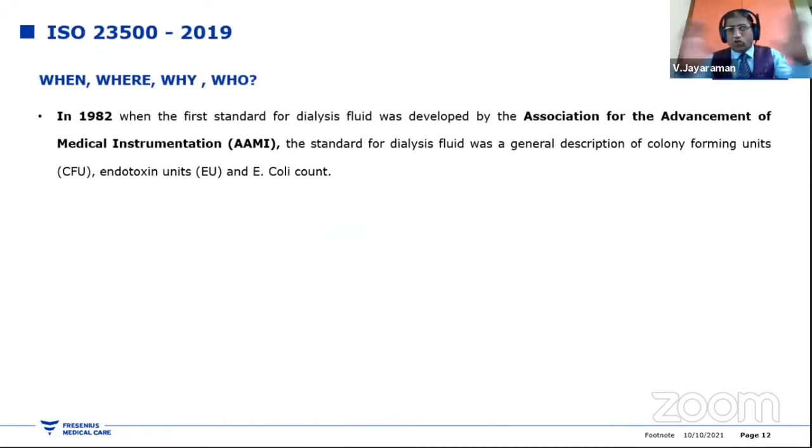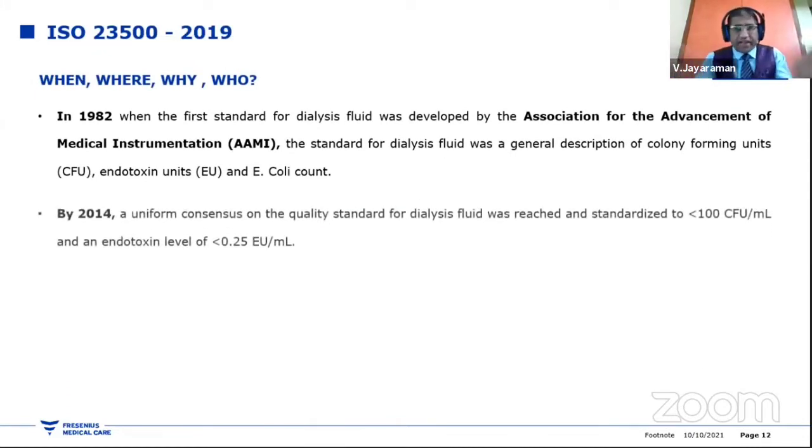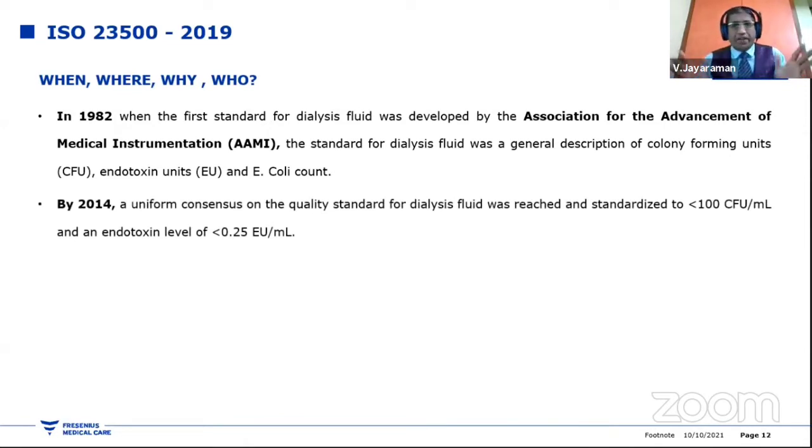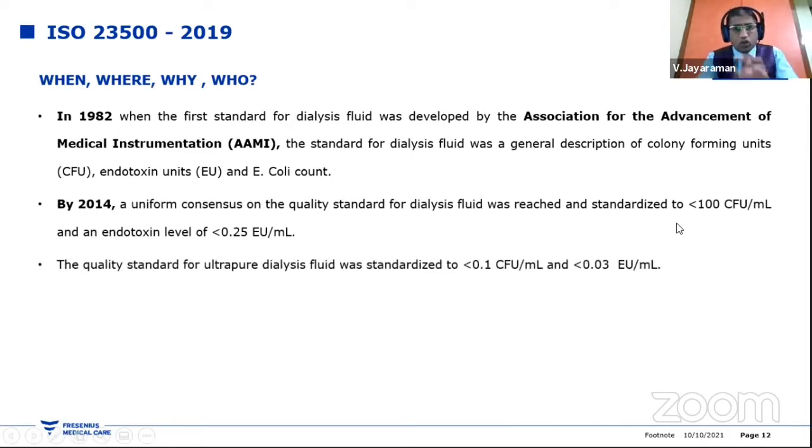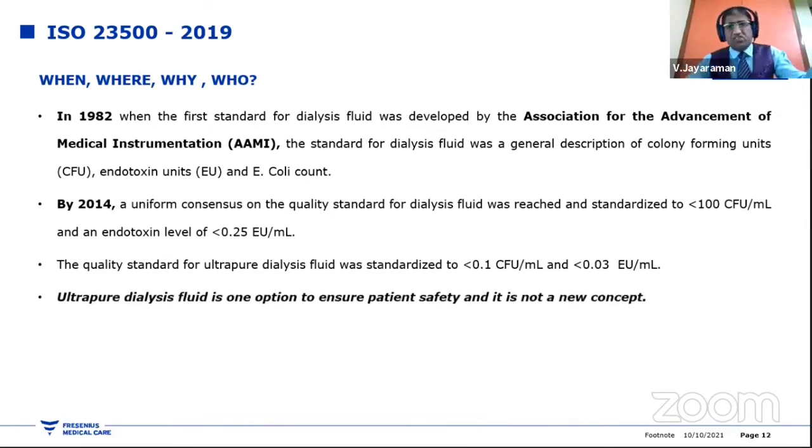In 1982, it was MI standards, but then in 2014, the European and the American standards came together and arrived at a value. I have already spoken about this in my last slide. The quality of the ultra pure dialysis fluid should be 0.1 per ml, which is CFU, and 0.03 per ml endotoxin units.